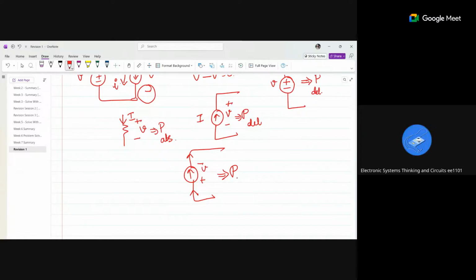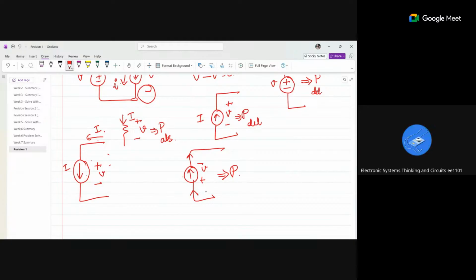So is it power absorbed or delivered? Delivered. How? See, plus minus V. Is the current entering the positive terminal or not? Entering from the positive terminal. These are same, right? Is this and this one same? Because the arrow head is at positive, right? Okay. Now here, tell me, is this absorbed or delivered?